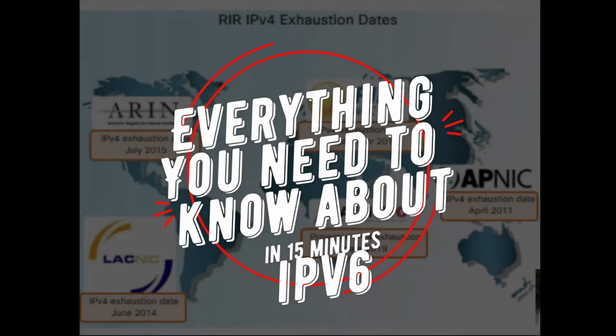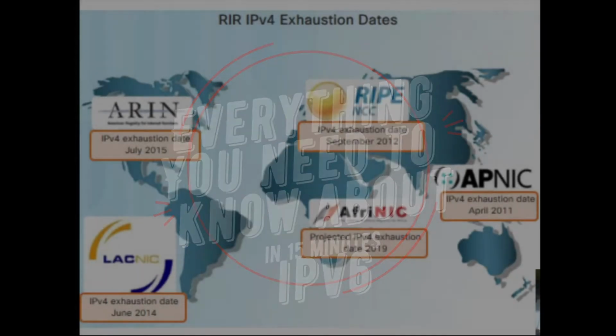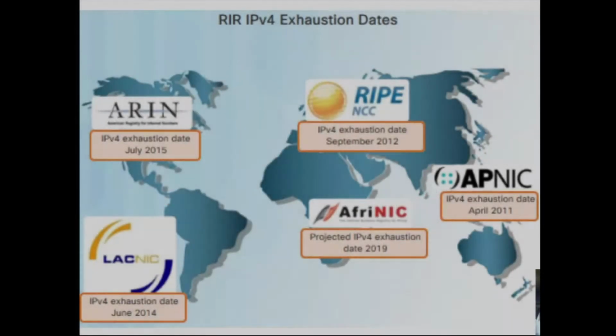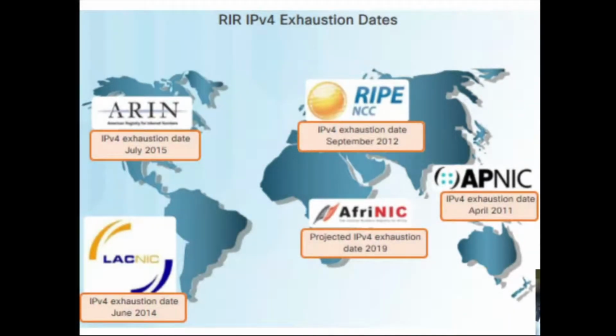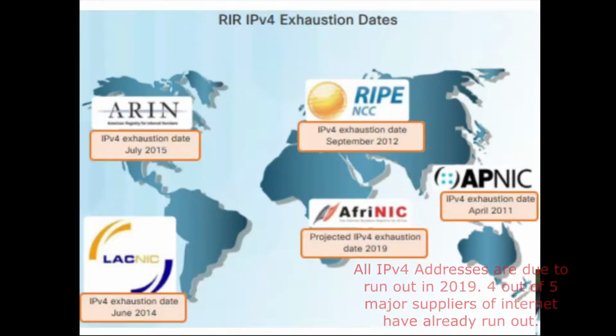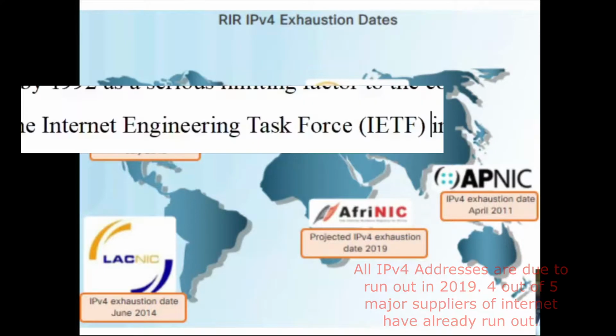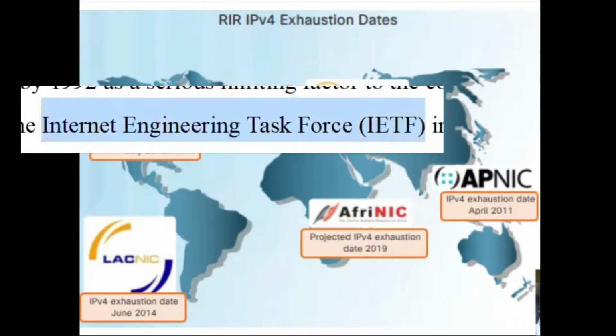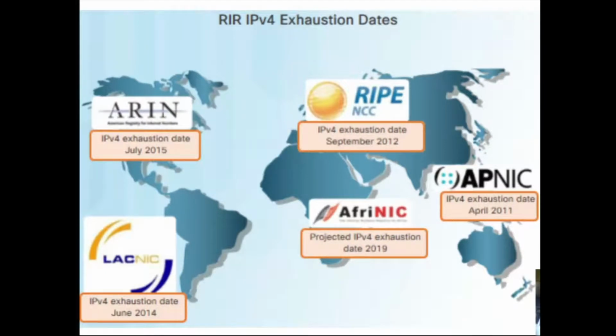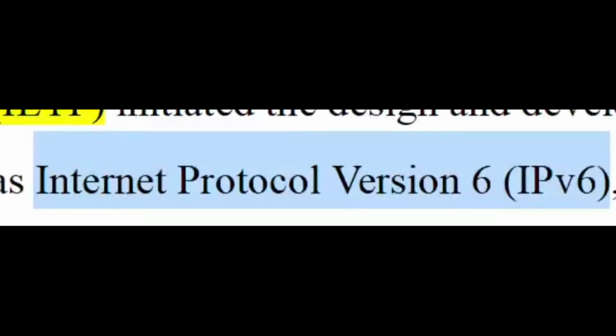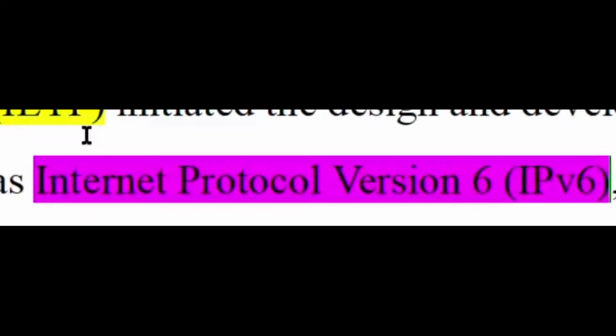With the unprecedented expansion of Internet usage, the impending shortage of IP address availability was recognized by 1992 as a serious limiting factor to the continued usage of the Internet run on IPv4. In 1994, the Internet Engineering Task Force, the IETF, initiated the design and development of a suite of protocols and standards now known as Internet Protocol Version 6, or IPv6, as a worthy tool to phase out and supplement IPv4.